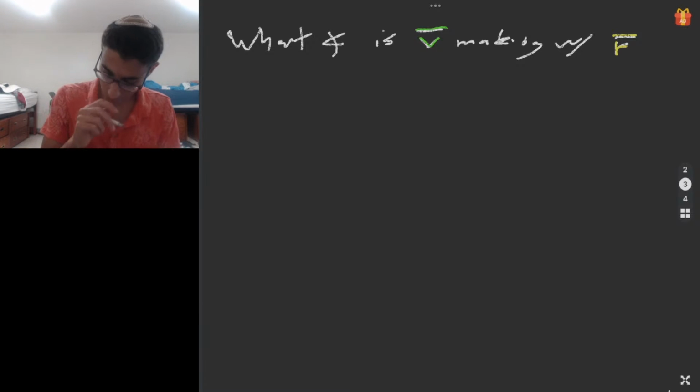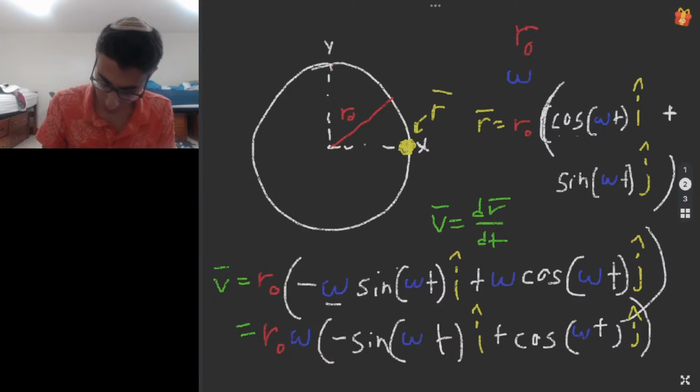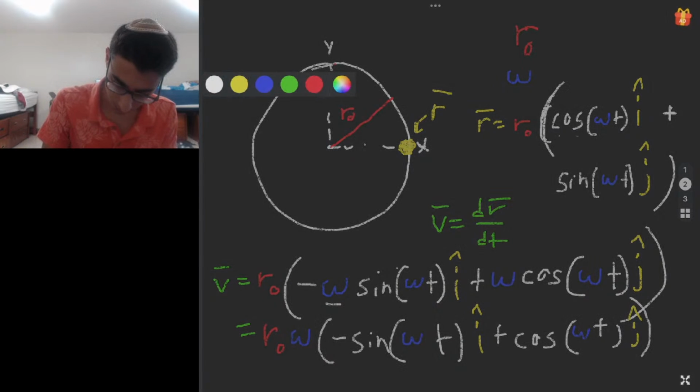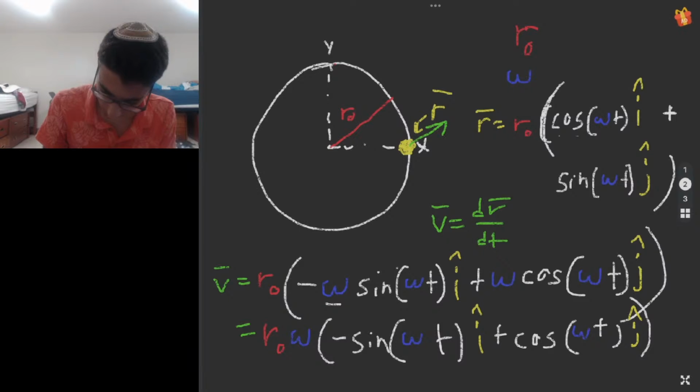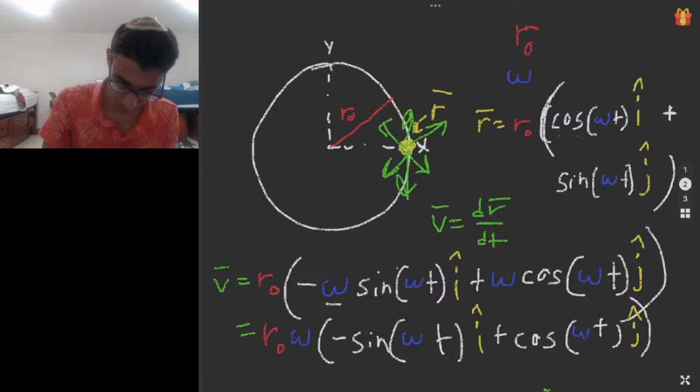So that's a simple question. Let's look at our circle again. If the position is over here, does velocity look like this, like this? Why can't I draw like this? What does velocity look like with respect to position?